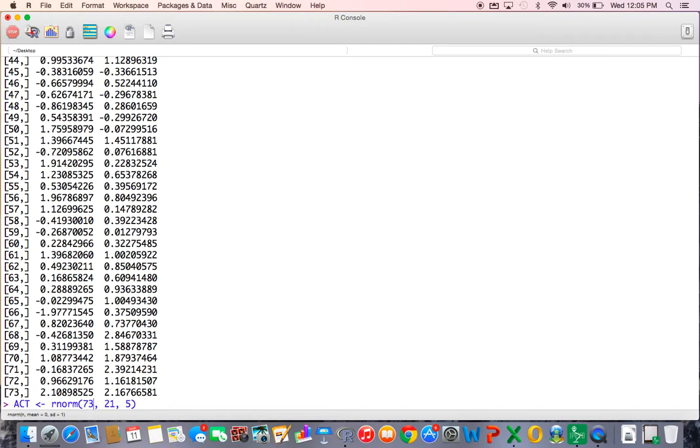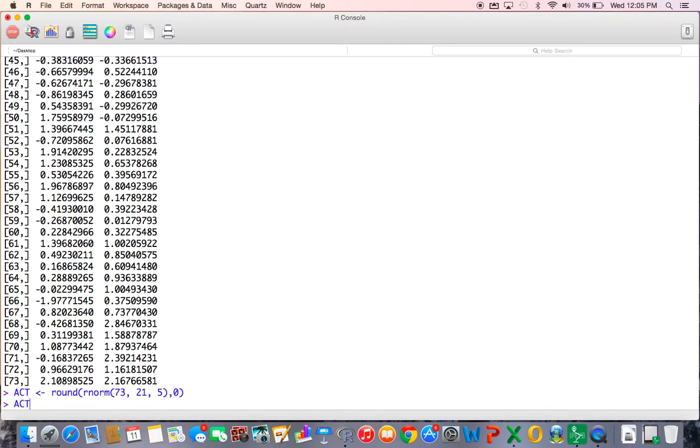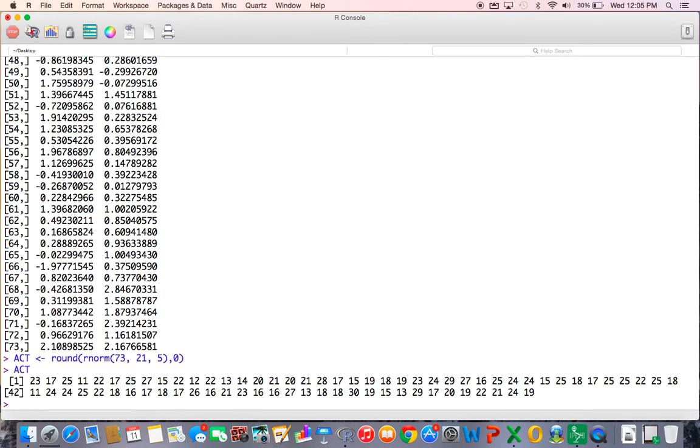And I want this to be rounded to 0. So when I get my ACT scores, you can see I've got 73 ACT scores that I just created randomly. So don't put a lot of stock in this, because those were just created randomly. Okay?